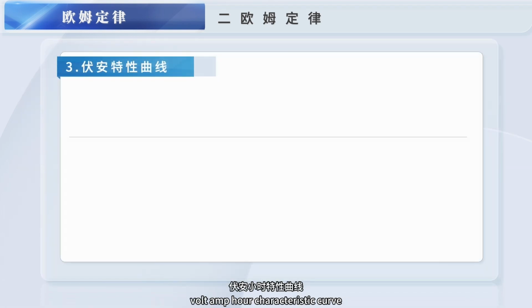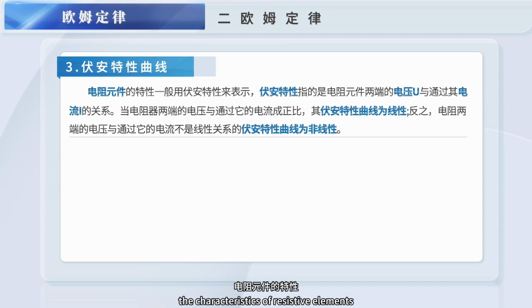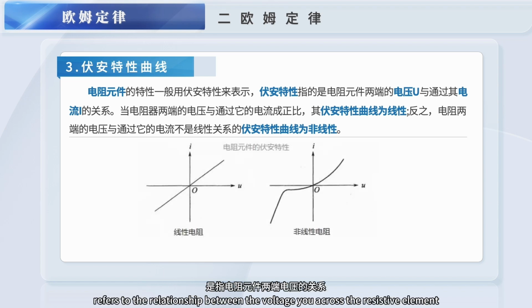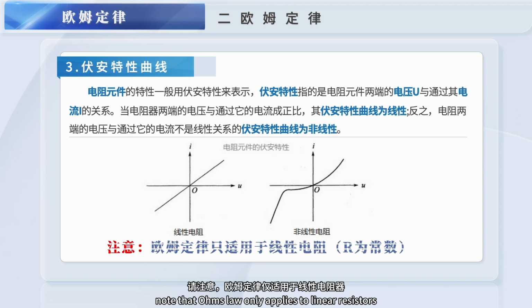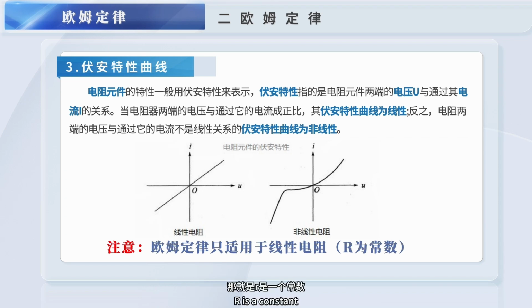Volt-ampere characteristic curve. The characteristics of resistive elements are generally represented by the volt-ampere characteristic. The volt-ampere characteristic refers to the relationship between the voltage U across the resistive element and the current I passing through it. When the voltage across the resistor is directly proportional to the current passing through it, its volt-ampere characteristic curve is linear. On the contrary, the characteristic curve is nonlinear. Note that Ohm's law only applies to linear resistors. R is a constant.